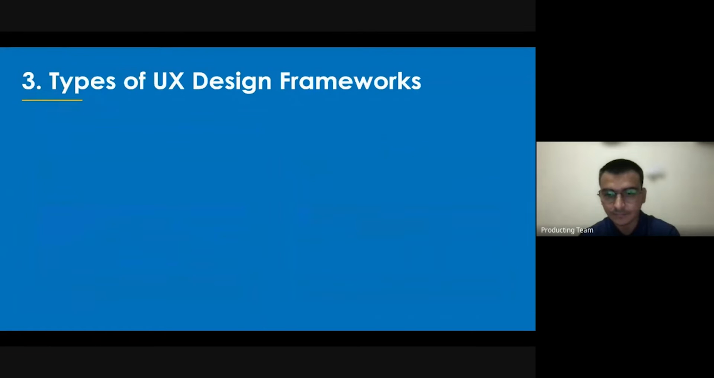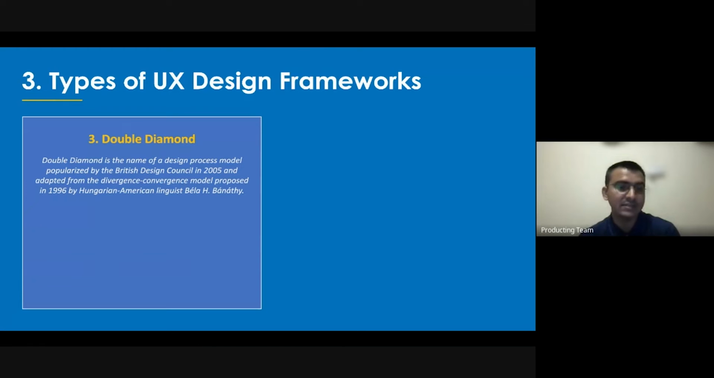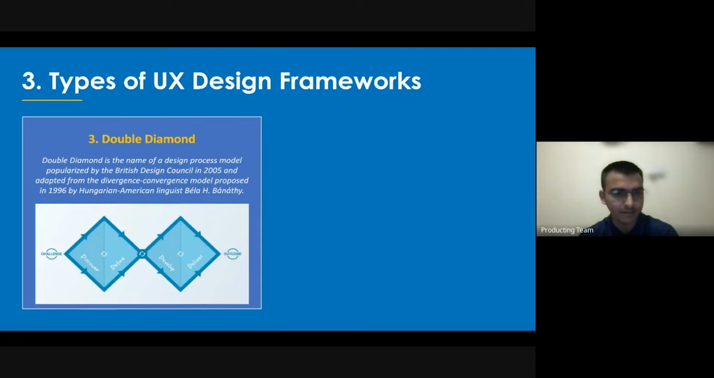Okay, so the next type is called double diamond. Double diamond is the name of the design process given by the UK Design Council in 2005, and they adapted this model of diverging and converging proposed by linguist Bela H. Banathy. So it's a double diamond. There are two diamond shapes here. First is discover, then define, develop, and deliver.